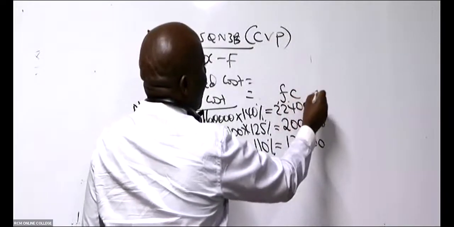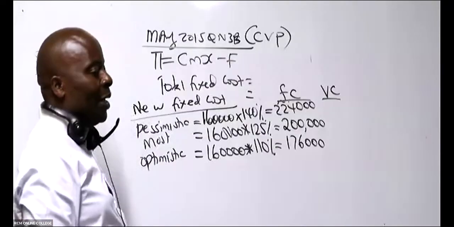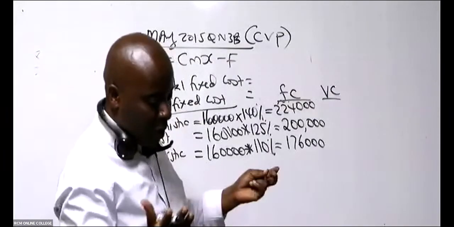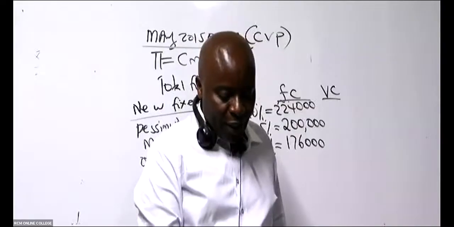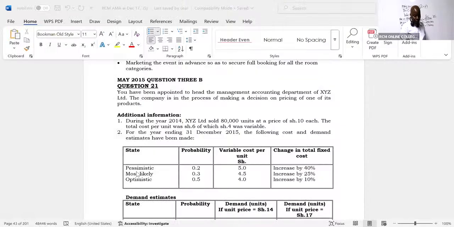Within these states, we should have a column here for variable costs. They were gracious enough to give us the figures under each estimate. Very gracious examiner. You can see the variable cost: pessimistic is 5, 4.5, and then what here? 4. So 5, 4.5, and then 4. Great, we are making serious progress. Then you can see the demand estimates.